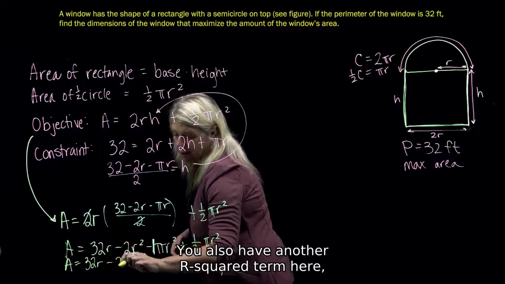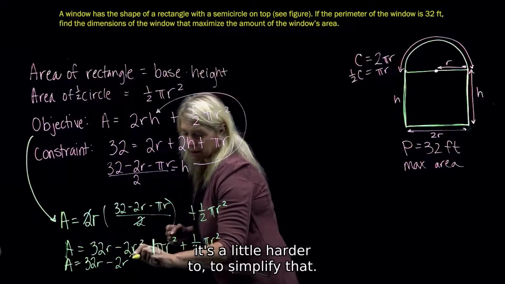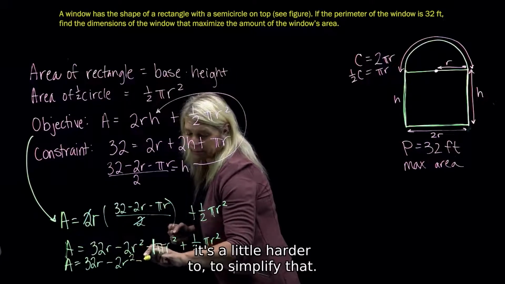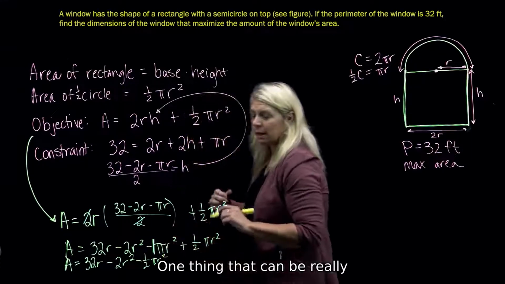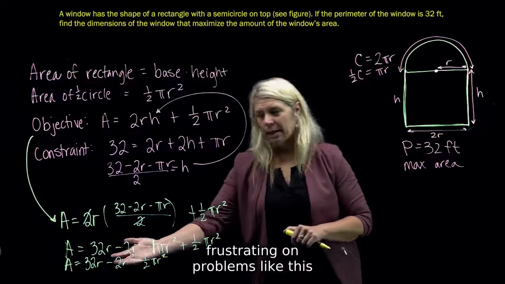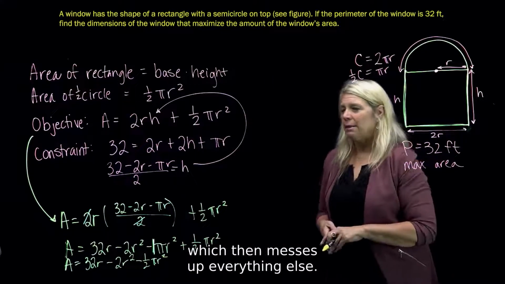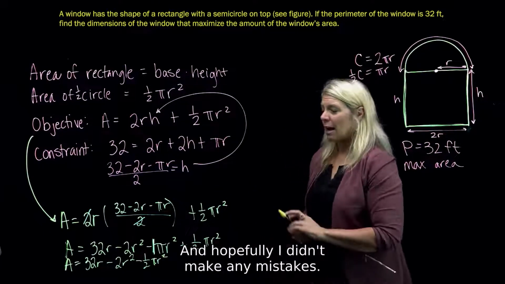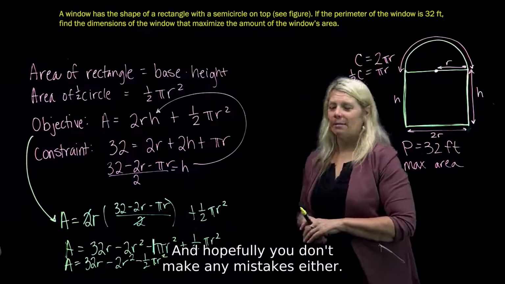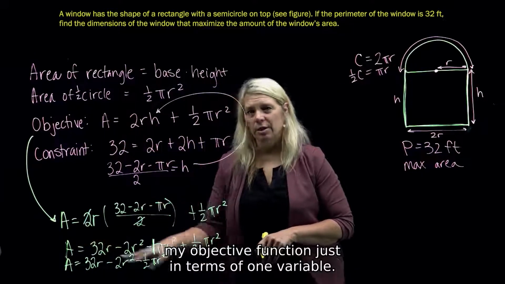You also have another r squared term here, but because it doesn't involve a pi, it's a little harder to simplify that. One thing that can be really frustrating on problems like this is to make a small little algebra mistake at this step, which then messes up everything else. So try to be very careful with your algebra, and hopefully I didn't make any mistakes, and hopefully you don't make any mistakes either.